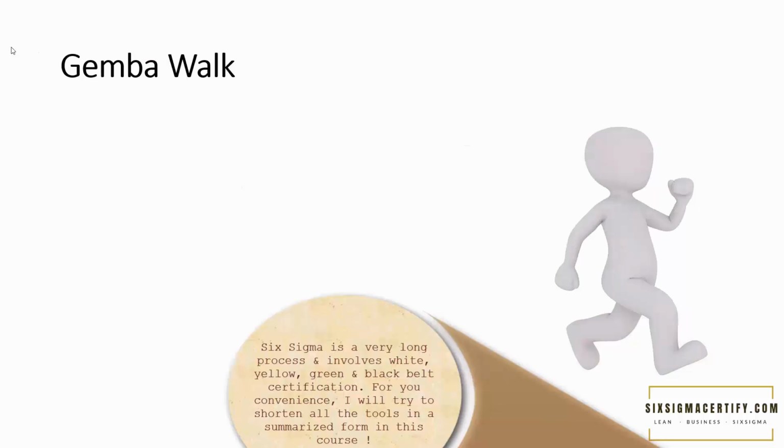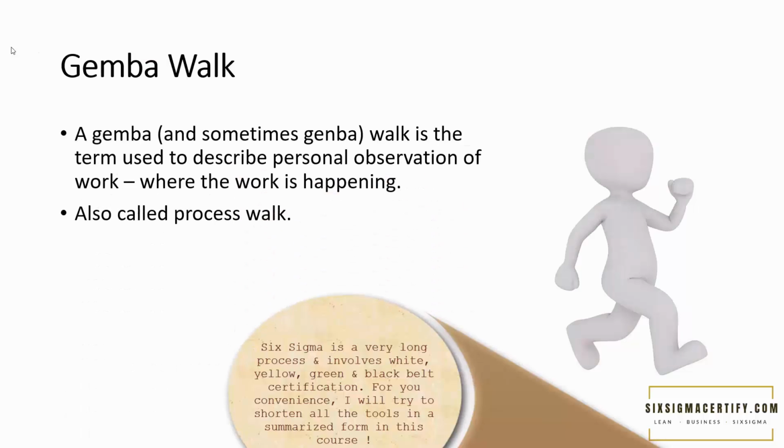So what is Gemba walk? Gemba walk is the term used to describe the personal observation of the work where the work is happening, and this is also called the process walk. Gemba is a Japanese term, G-E-M-B-A, Gemba, and it's used for observing the actual working of the process or working inside the plant floor.